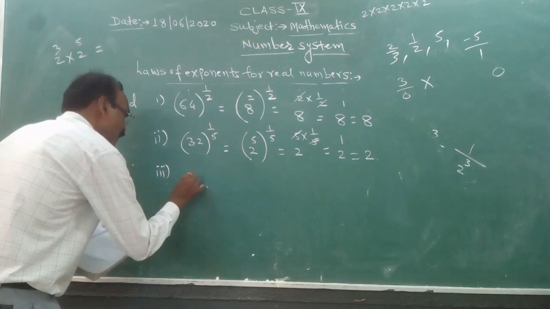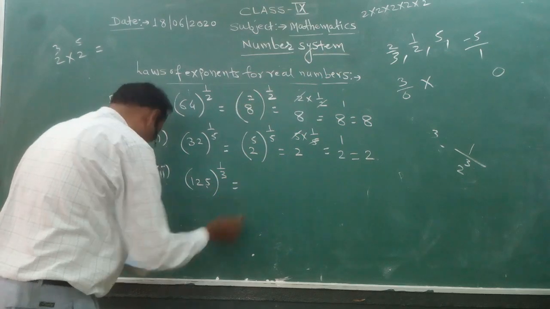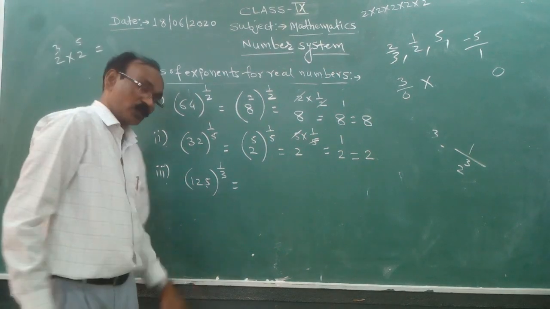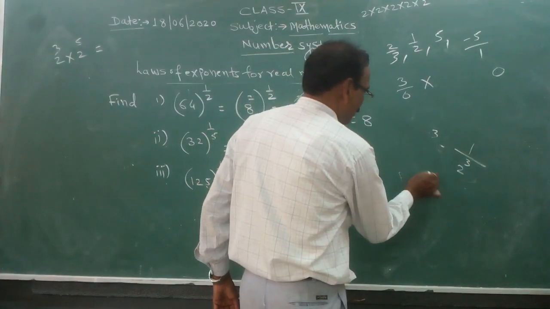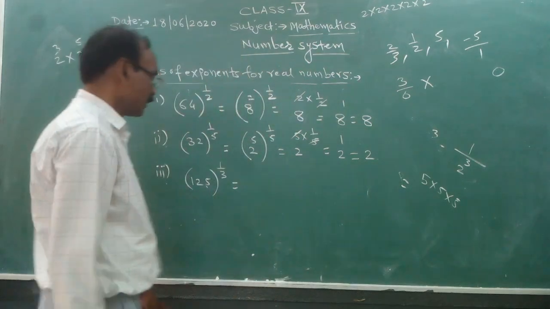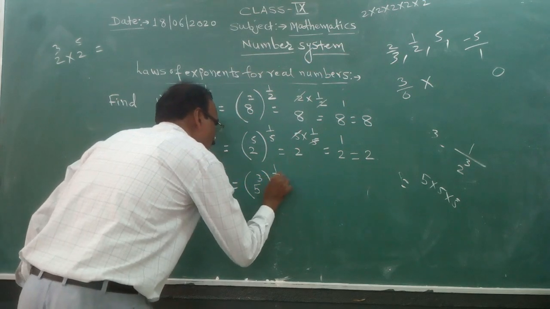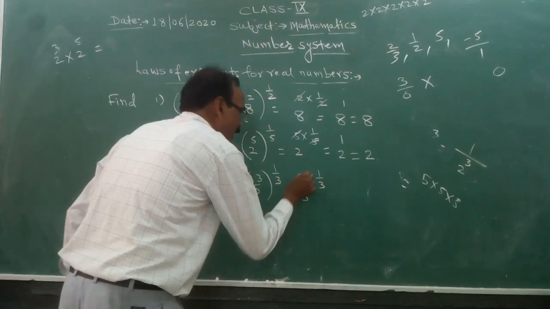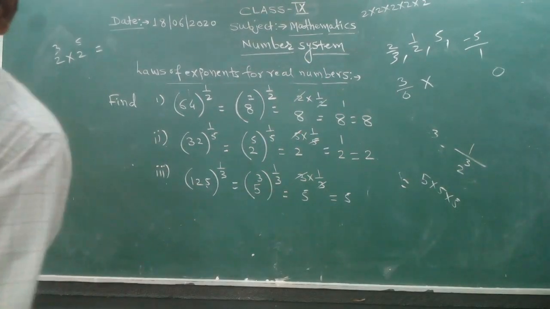Third, 125 raised to the power 1 by 3. So 125 को कैसे लिखेंगे? यहाँ पे डिनोमिनेटर 3 है तो क्या पावर 3 में लिख सकते हैं? जस्ट इमेजिन 5 into 5 is 25, 25 into 5 is 125. So I can write here 5 cube whole raised to the power 1 by 3. So 5 raised to the power 3 into 1 by 3. Cancelling this 3, answer is 5. Okay, this is very simple. One more.